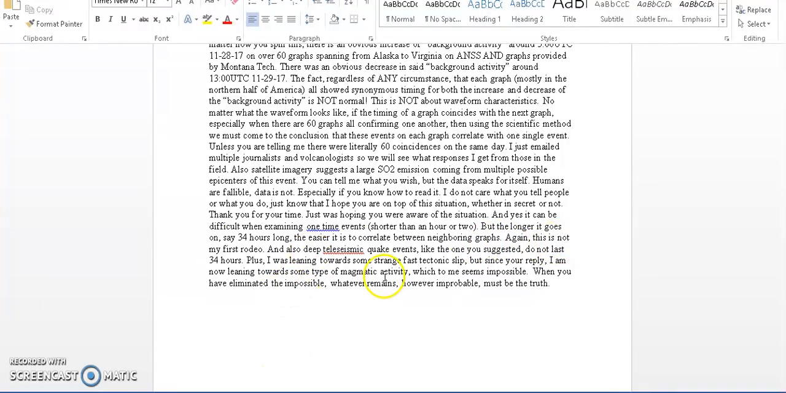And also, deep teleseismic quake events, like the one you just suggested, do not last 34 hours. Plus, I was leaning towards some strange fast tectonic slip, but since your reply, I am now leaning towards some type of magmatic activity, which to me seems impossible. When you have eliminated the impossible, whatever remains, however improbable, must be the truth.